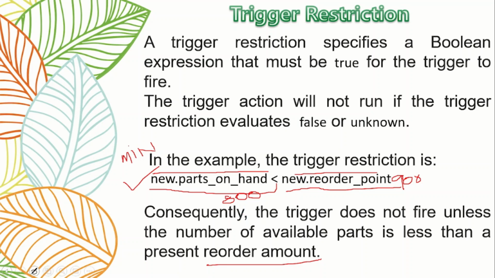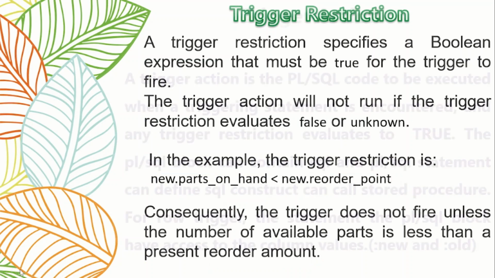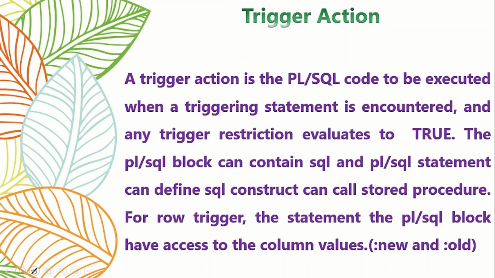But if that reordering amount is 1000 and the current number of items is say 1100, in that case the trigger will not let you fire, since you won't be able to order. Now comes the triggering action. It is nothing but a PL/SQL code block which is called the body of the trigger. Clear?